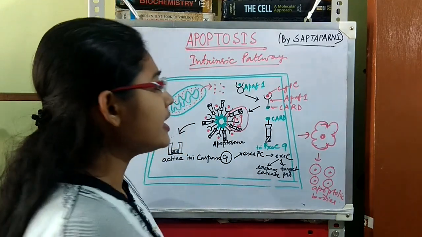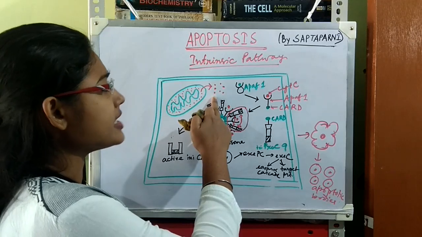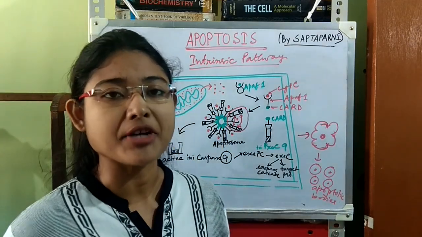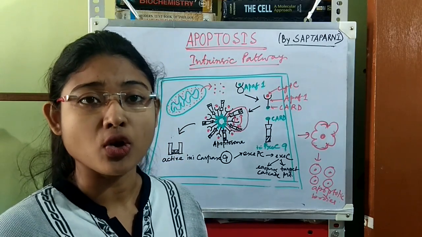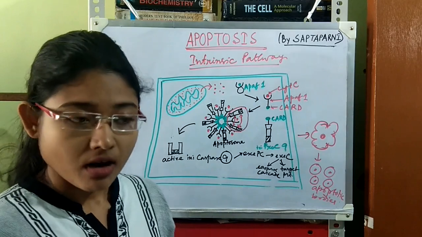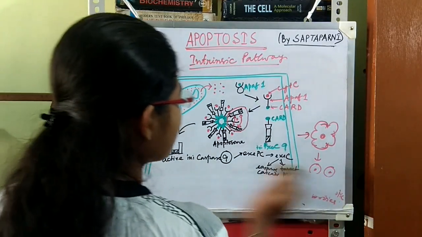Now one thing is important here. Why is the cytochrome C released from the intermembranous space of the mitochondria to the cytosol? What signal causes their release, or what regulates their release? Now let's talk about that.